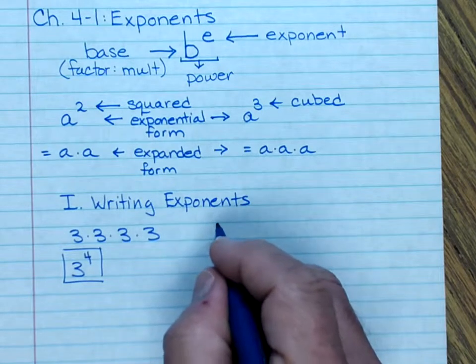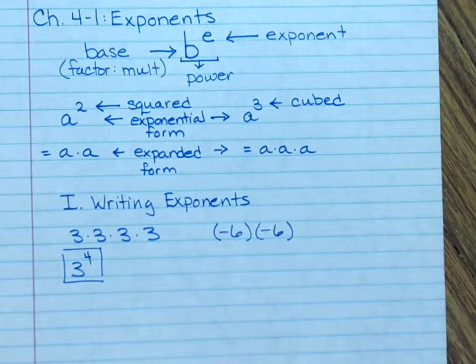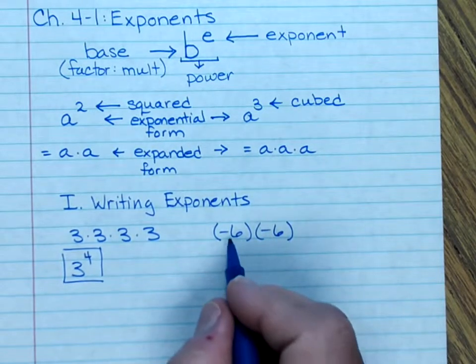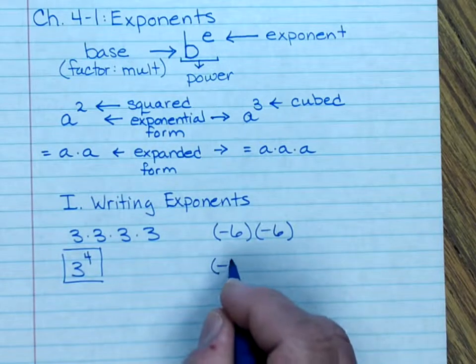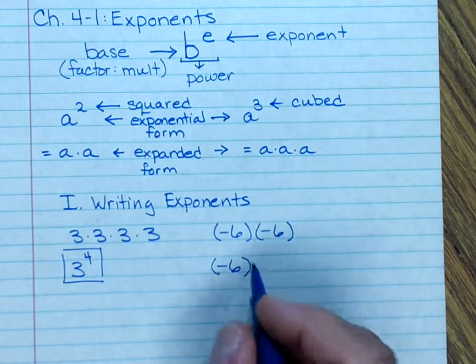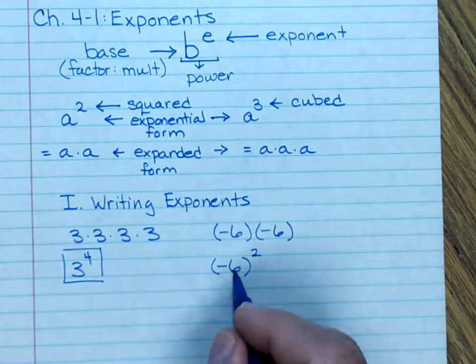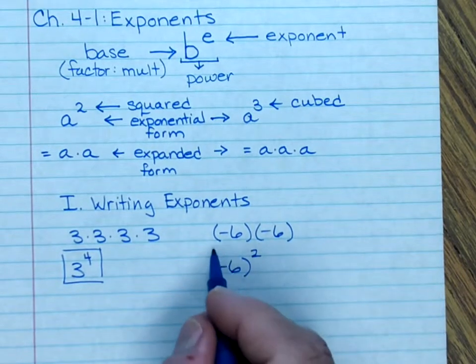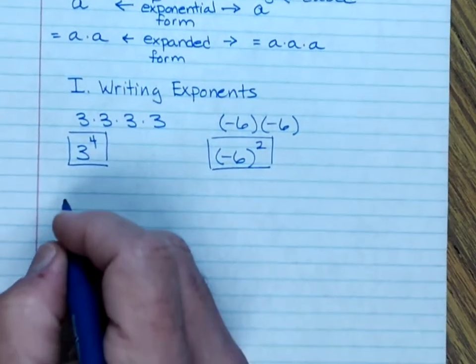Let's try that again. This is the quantity negative 6 times the quantity negative 6. Okay, the factor, or the base that's repeating here, is negative 6. Actually, the quantity negative 6. And so, how many times do you see it repeat? Twice. Now remember, this is the quantity negative 6 squared. That is the answer again. Slide that up.